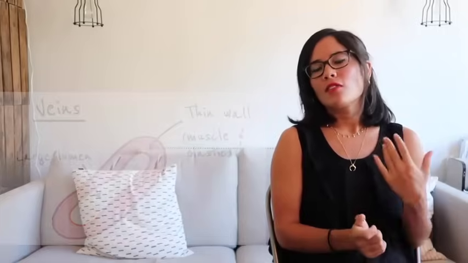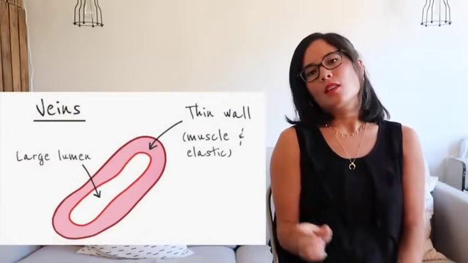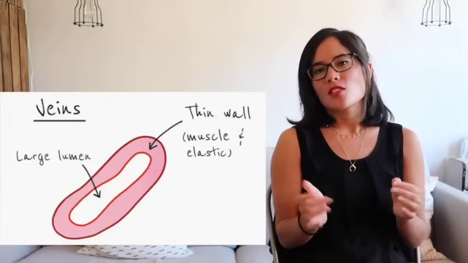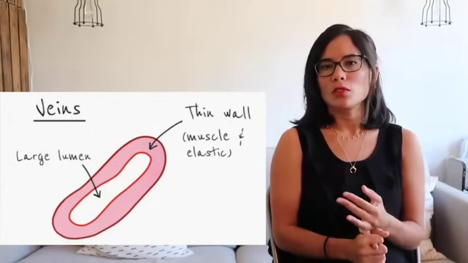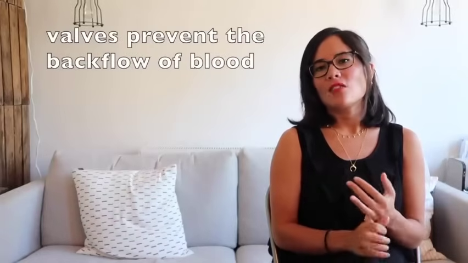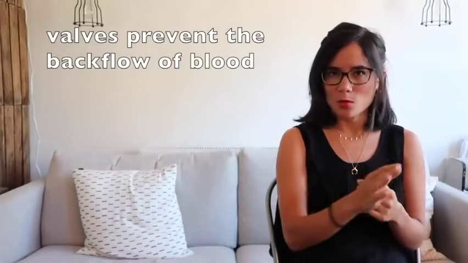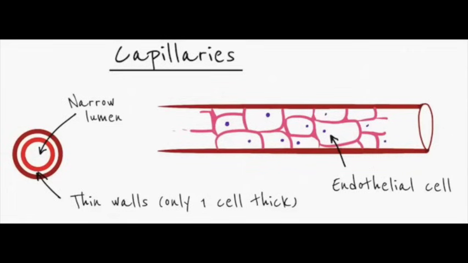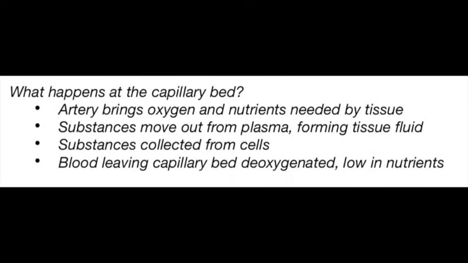Looking at veins now, in veins blood travels at a much lower pressure. This is because veins have a much wider lumen. The walls therefore need to be much thinner, so they have thin muscle and elastic fibre walls. They contain valves, and these valves prevent the backflow of blood because that blood sometimes travels so slowly it's liable to start backing up. We don't want that to happen, so the valves force it to move on in the right direction. Capillaries now. Capillaries are the tiny vessels that supply all our cells with oxygen. They are 1 cell thick, and this enables a very short diffusion distance, and they have an extremely narrow lumen.